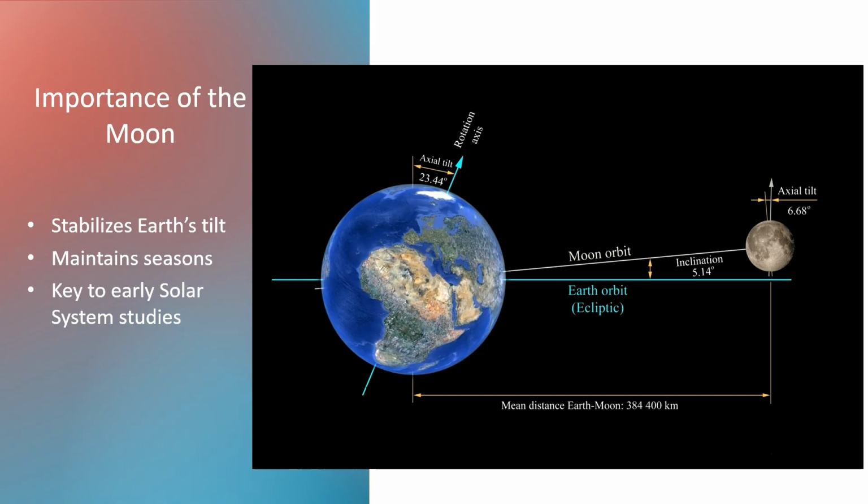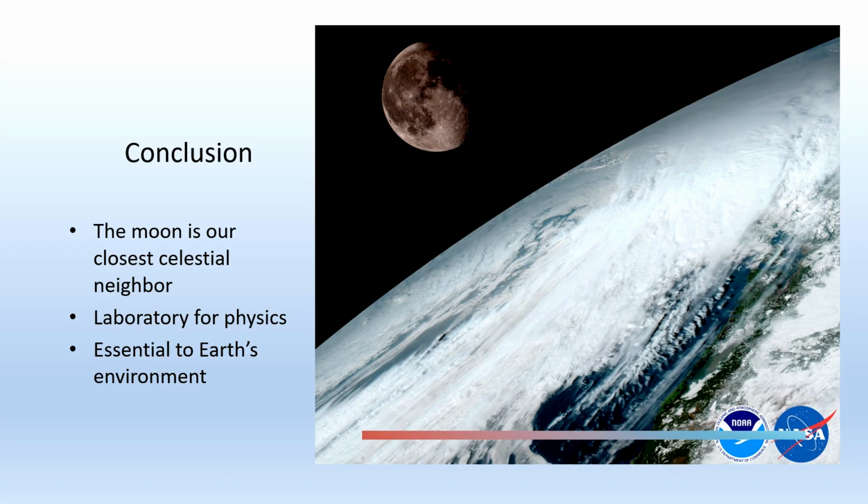In this introduction, we explored the Moon's physical characteristics, its orbit, the phases, and why its surface looks the way it does. The Moon is not just a bright object in the night sky. It's a natural laboratory for physics and a key part of Earth's long-term stability.